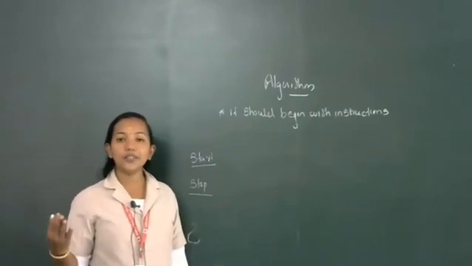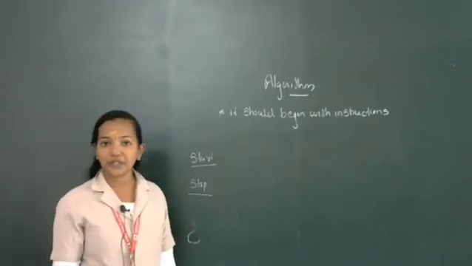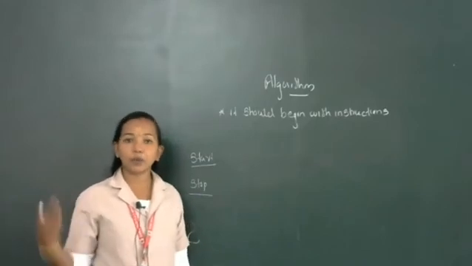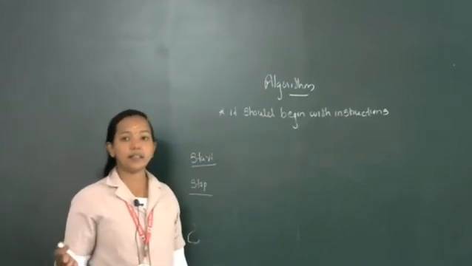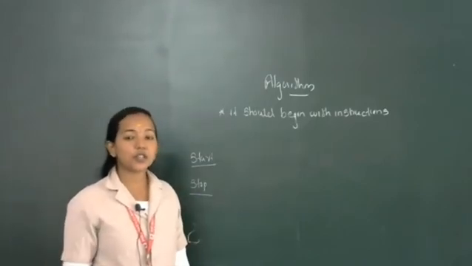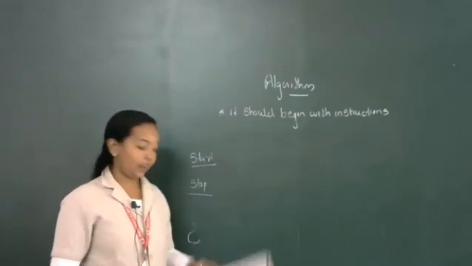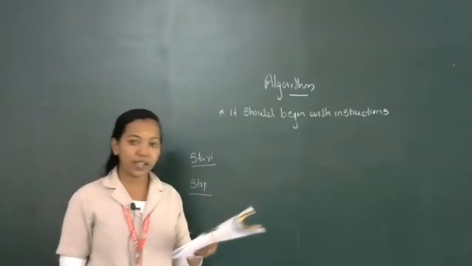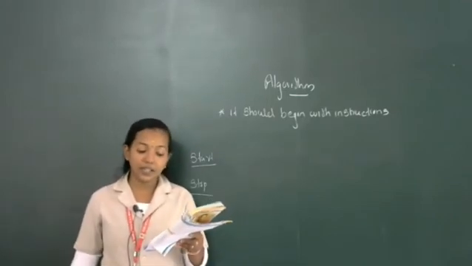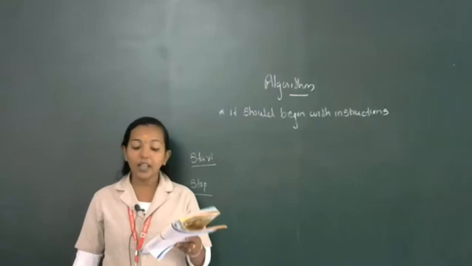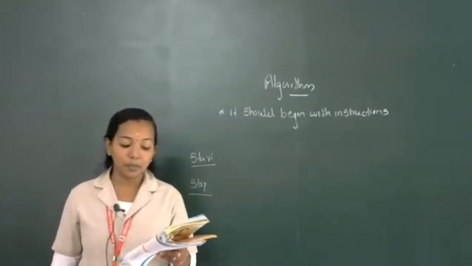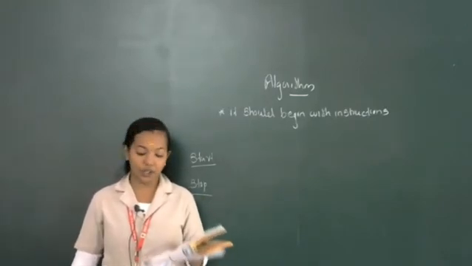After that, it may be input instructions, output instructions, processing instructions. So many instructions will be there. Whichever instructions we are executing, that you want to write. That will be the first characteristic. So I will read: it should begin with an instruction to accept inputs. These inputs are processed by subsequent instructions.